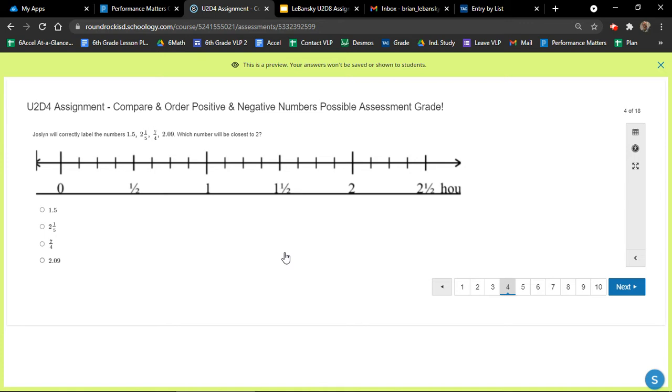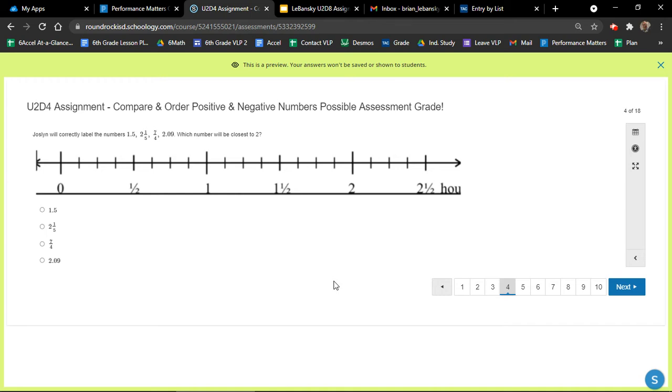Jocelyn will correctly label the numbers, and there are some decimals and some fractions, so convert them all into decimals. The 1/5, the 1 goes inside the vinculum, and the 5 goes on the outside. For 7/4, that's an improper fraction. You're going to get a number bigger than 1. The 7 goes inside the vinculum, and the 4 goes on the outside. The cowboy goes inside the house. The cowboy is on top of the horse. Remember that.